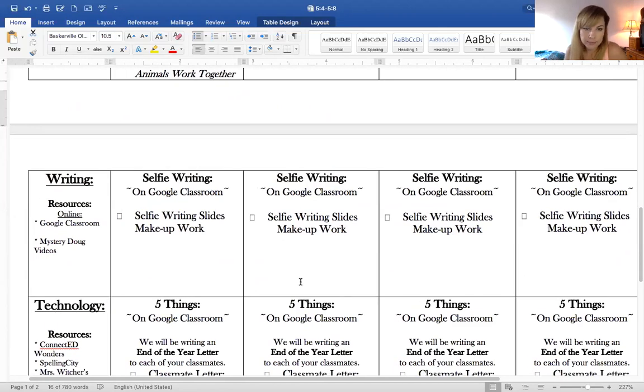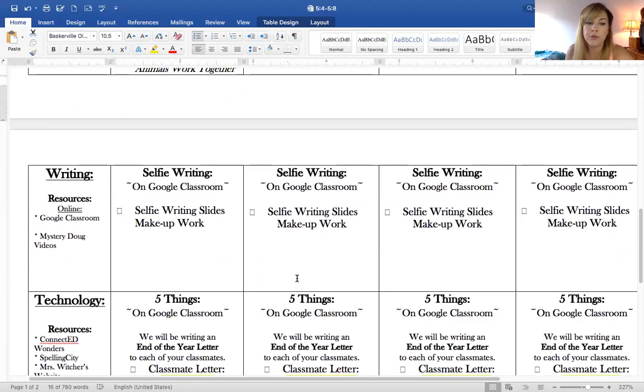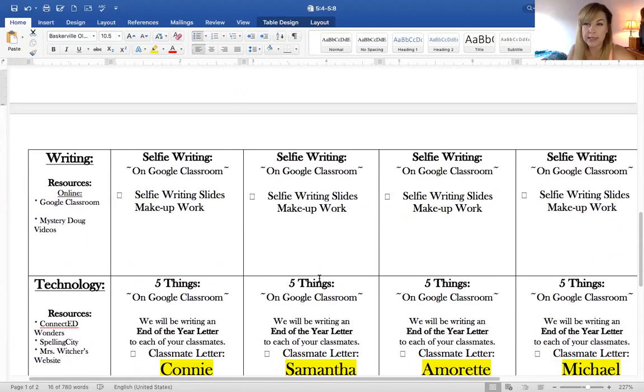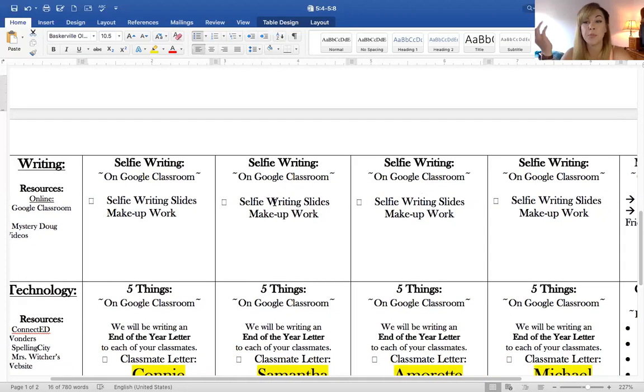Now for writing, I know that we are doing the end of the year letters, but I put that in technology because we don't have Spelling City this week. So on writing, your goal is actually to catch up on all your selfie writing. You actually should be done with selfie writing. A lot of you guys are not done, and I've been going on and commenting on your stuff. This is part of your writing grade, so I actually gave you guys an entire week to catch up on your writing. A lot of my friends that have completed it, some of you guys know who you are, I've checked in with you guys during my Zoom meetings.